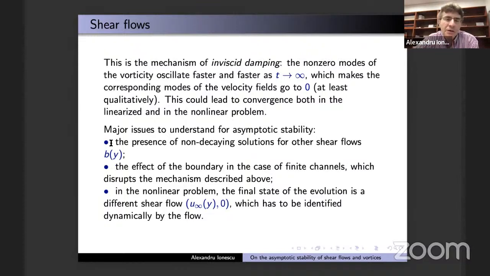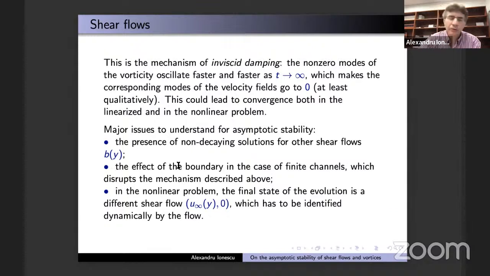So I'm listing here three issues that come in at the non-linear level, and the first one actually comes in at the linear level as well. The second important issue to understand is the effect of the boundary. So you're now working on the entire real line. It turns out that the boundary is a very important effect in this. If we are working on a finite channel, on a bounded interval, it makes a big difference, because the effect itself does not want to cooperate with this inviscid damping picture. The effect of the boundary.